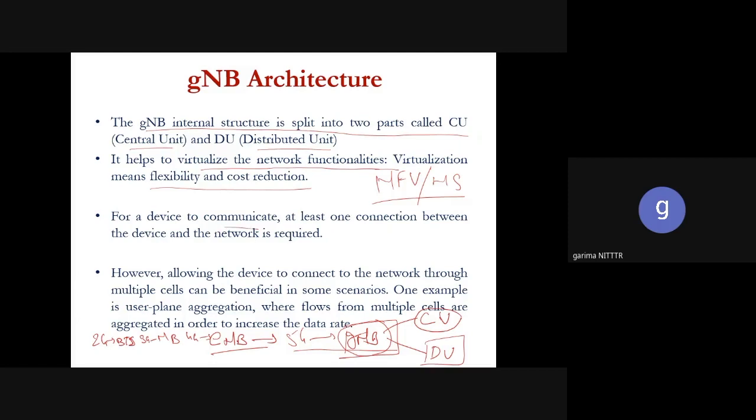For a device to communicate, at least one connection between the device and network is required. Obviously, whenever you have a 5G mobile phone, it should have at least one connection to be connected to your gNodeB. Device and network should have one connection. However, allowing the device to connect to the network through multiple cells can be beneficial in some scenarios. So you can see that this 5G architecture is going to have some features or implementations where your device can be connected to the network through multiple cells. One example is carrier aggregation, where flows from multiple cells are aggregated to increase the data rate.